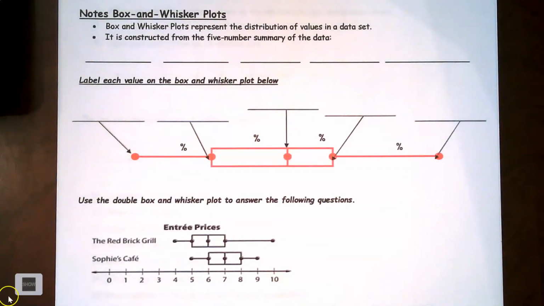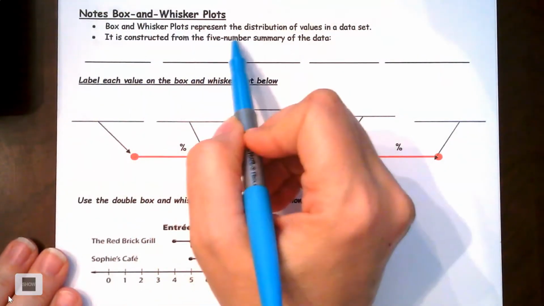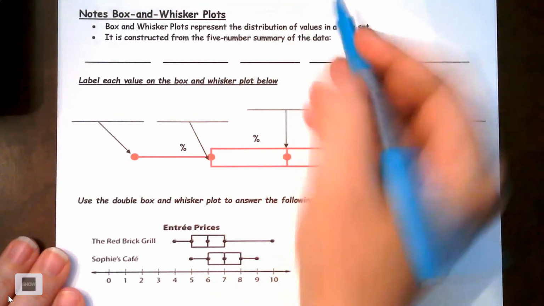Today we're going to be talking about box and whisker plots. This is a new display that most of you haven't had any practice with in elementary school, but some of you may have seen them. We're going to talk about the parts of the box and whisker plot, and we're going to be interpreting box and whisker plots today. Alright, the box and whisker plot represents a distribution of values in a data set.